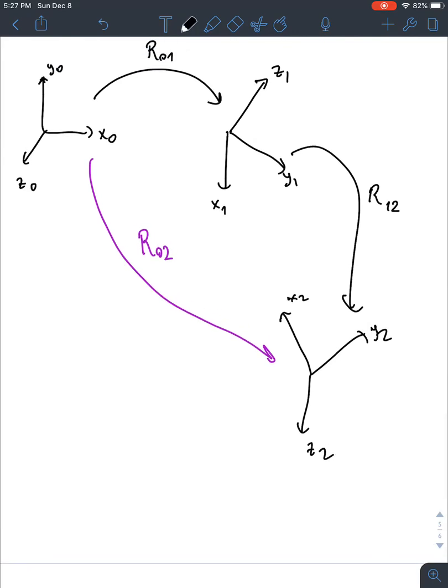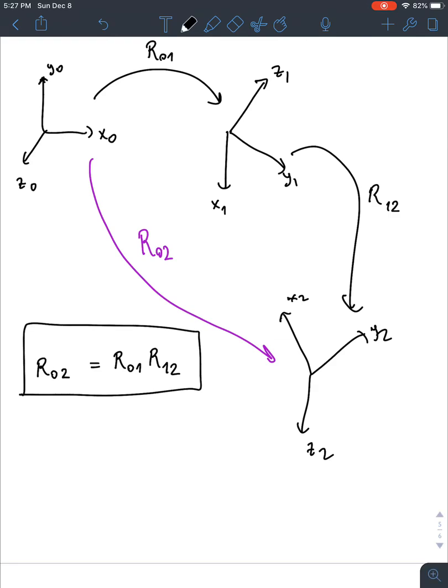It turns out that knowing R01 and R12 allows you to compute R02 in a simple manner. R02 is simply equal to the matrix multiplication of R01 and R12. Once you do that, you essentially find all the dot products between the x2, y2, z2 axes and the x0, y0, z0 axes by just looking at the components of the resulting matrix multiplication. Okay? That ends our discussion of rotation matrices.